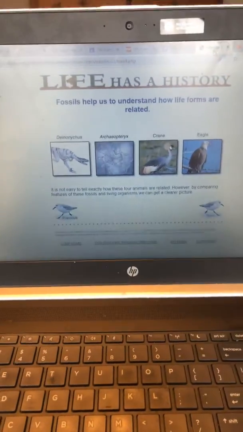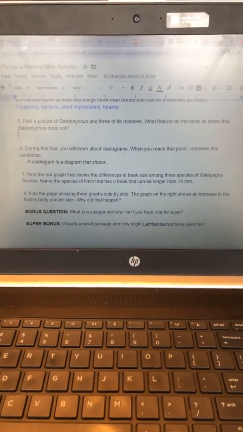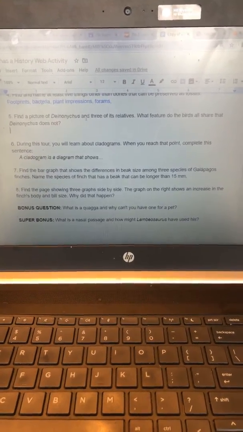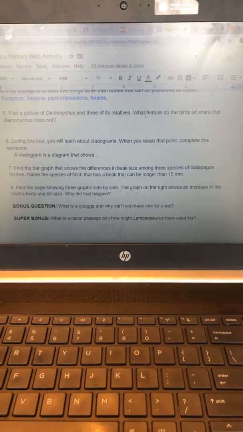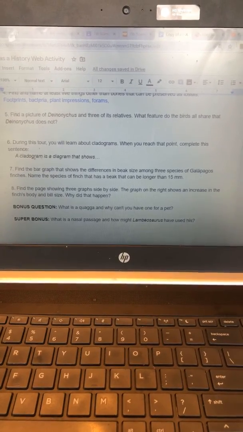Okay guys, this is day 8, part 2. So we left off on question 5. Find a picture of Deinonychus and 3 of its relatives. What feature do the birds all share that Deinonychus does not?